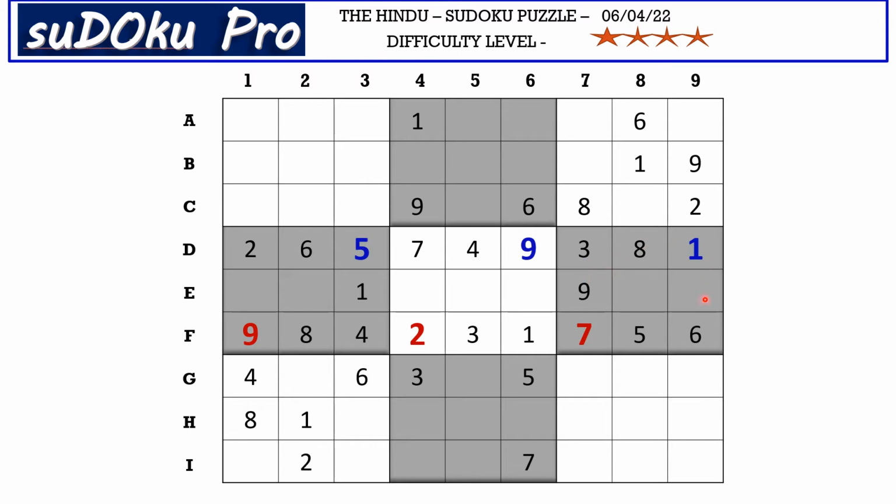In the sixth block, there are only 2 empty cells and the missing numbers are 2 and 4. There is a 2 blocking here. So E8 takes 2 and E9 takes 4.